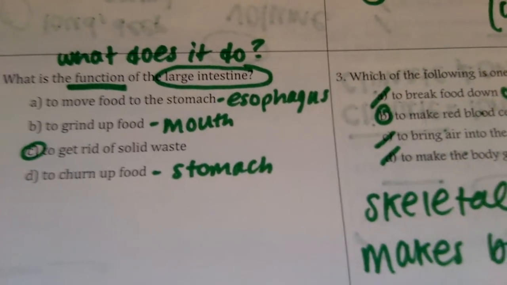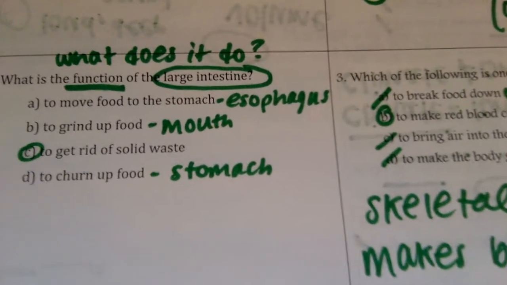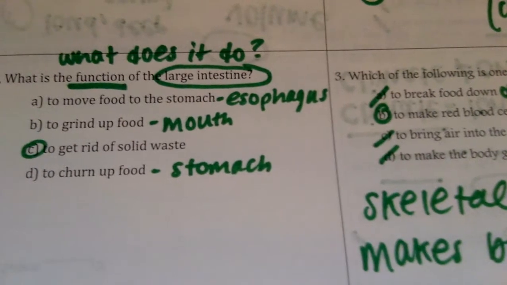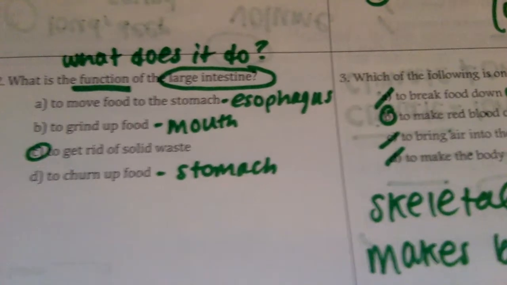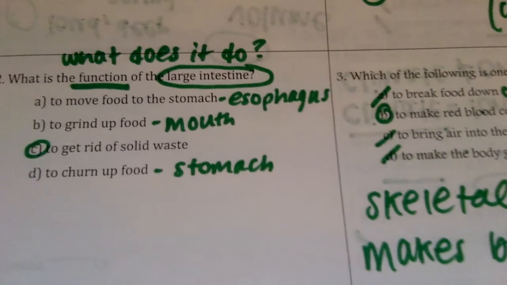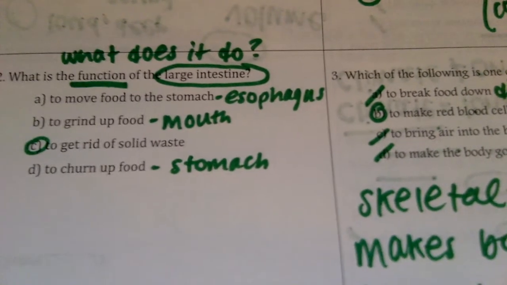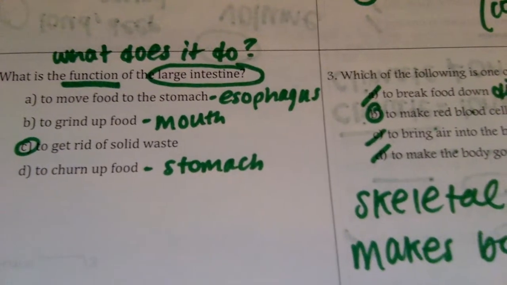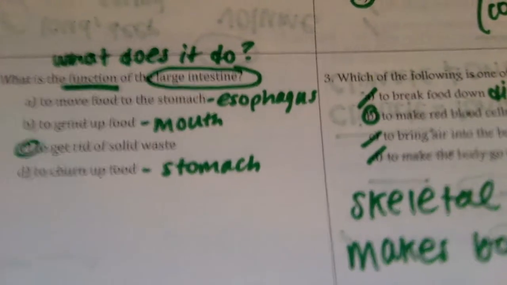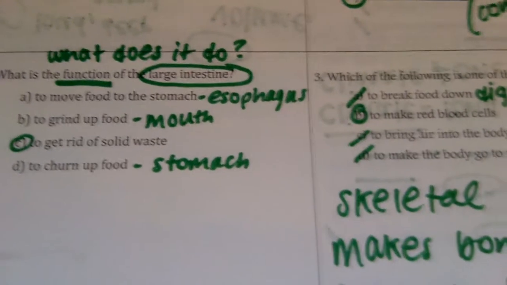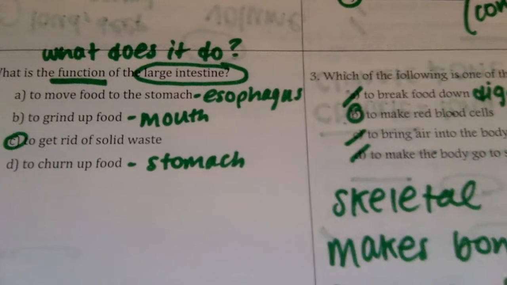So answer choice A says to move food into the stomach. We know that that's the job of the esophagus. Answer choice B says to grind up food. We know that that's the job of the mouth. Answer choice C says to get rid of solid waste. Maybe that's the best answer for the large intestine. Just to be sure, D says to churn up food. We know that the stomach does that.